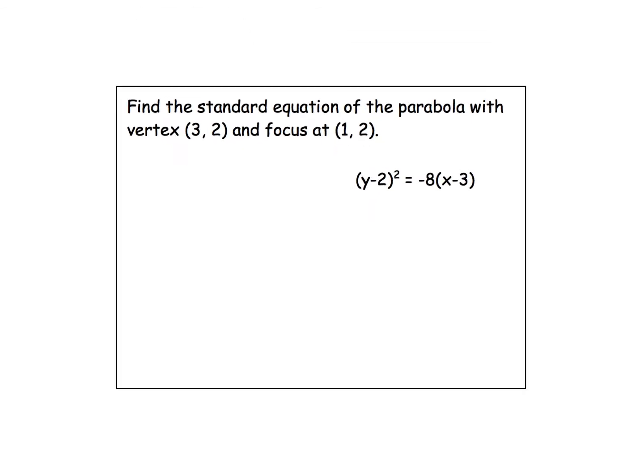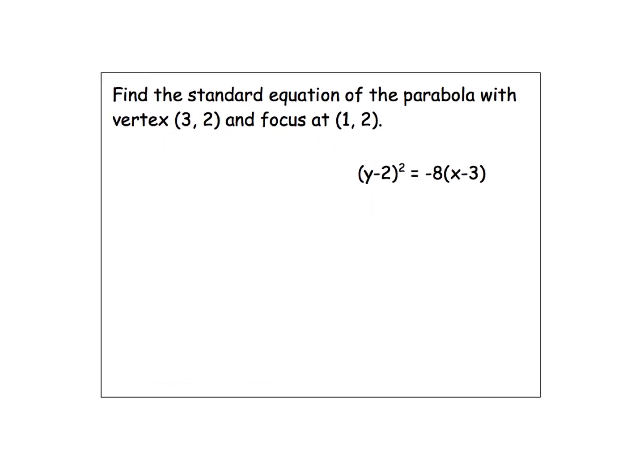Find the standard equation of the parabola with vertex 3, 2, and focus at 1, 2. So I can start by just labeling my vertex. That will never change. That's always going to be your h, comma, k. Then I can say, well, what shifted? If I'm at 3, 2, where did I go to get to my focus? Left, 1, 2. I went horizontal. I have a horizontal axis of rotation.